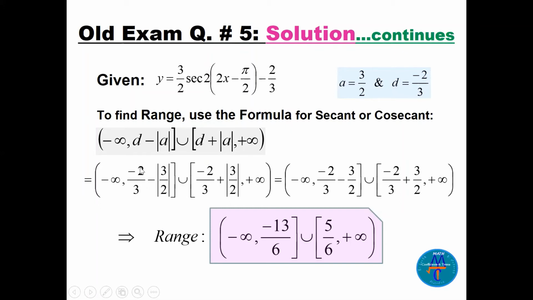Okay, now d is minus 2 over 3, d without absolute value. For a, we have to put absolute value, but in this case a is positive. Sometimes a is negative, so you put it inside the absolute value. And then you add the fractions here, minus 2 over 3 minus 3 over 2. The LCD is 6. So that's minus 4, minus 9. This is the range, union 5 over 6 to infinity.